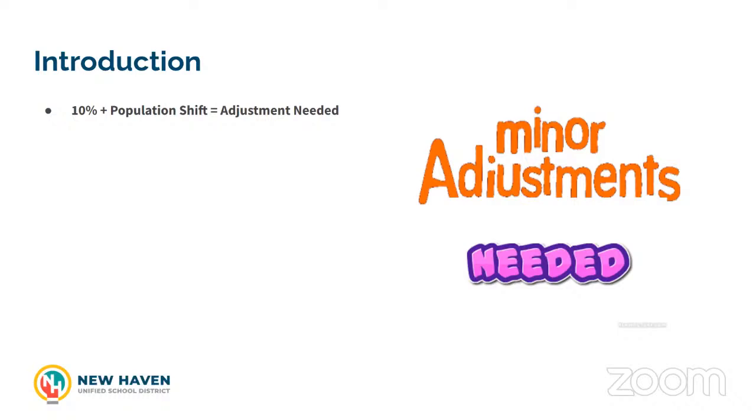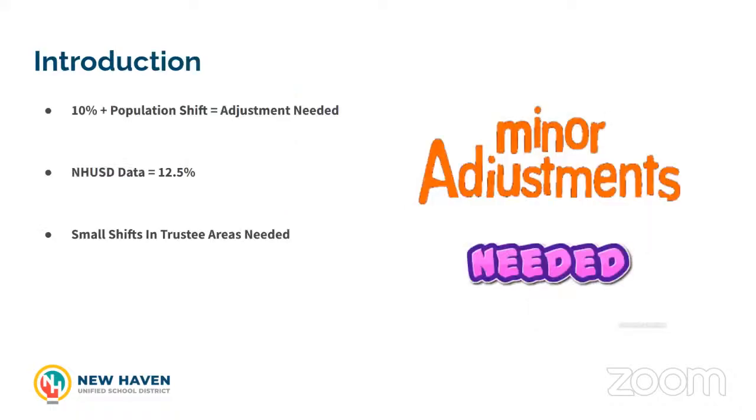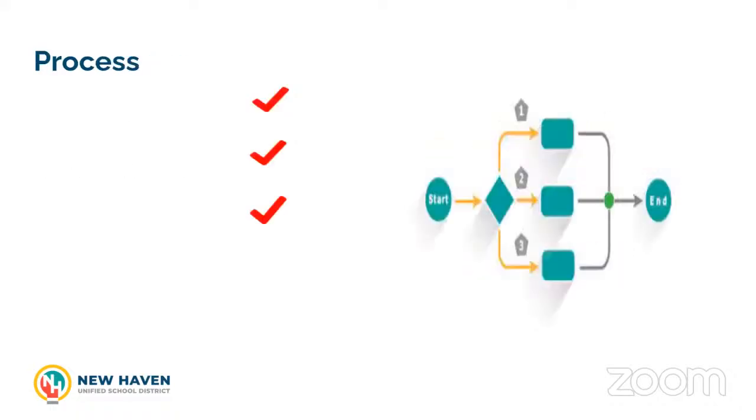The general rule is that if there's more than a 10% shift in population, then you need to make some adjustments. And the difference between 2010 and 2020 for us was a 12.5% shift. So what that means is we need to make some minor adjustments to our trustee areas, and we'll walk through that tonight.